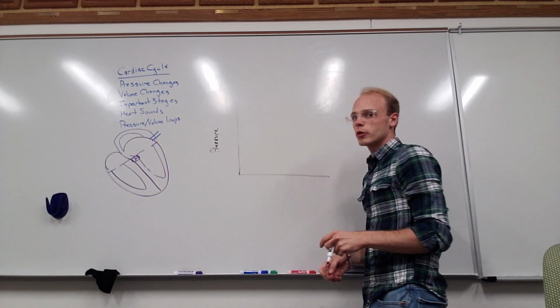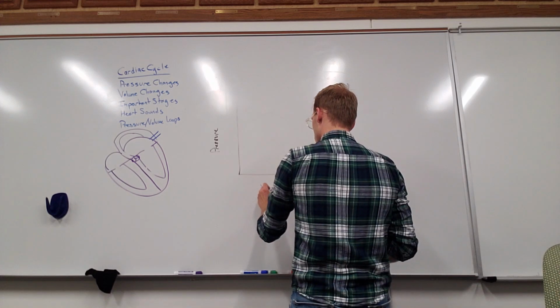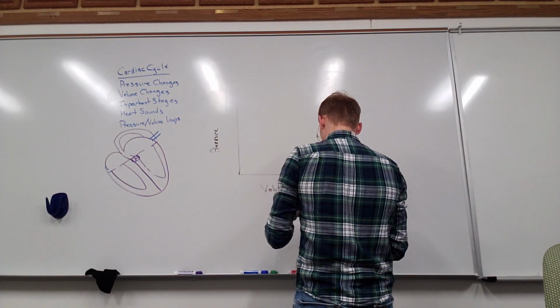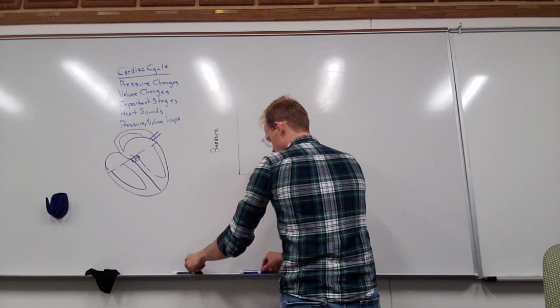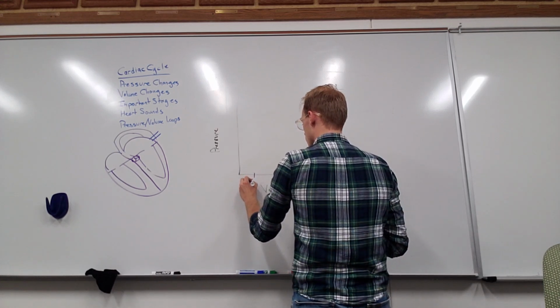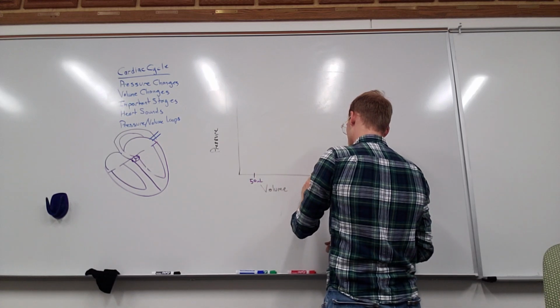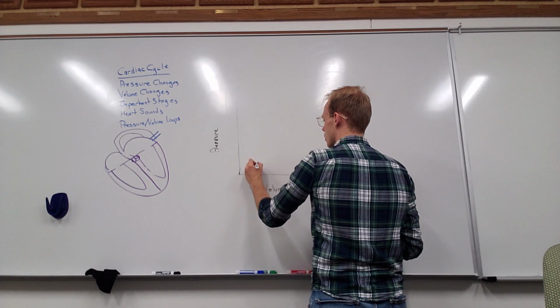In the pressure volume loop, we usually only just worry about the left ventricle. So pressure and volume. We're going to do the rest of it in purple. 50 milliliters, 120 milliliters.